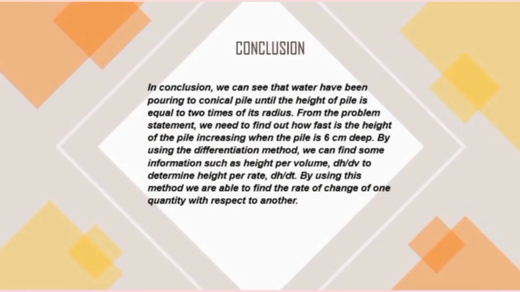In conclusion, we can see that water has been pouring into a conical pile until the height of the pile is equal to 2 times its radius. From the problem statement, we need to find out how fast the height of the pile is increasing when the pile is 6 cm deep. By using the differentiation method, we can find some information such as dh/dV to determine dh/dt. By using this method, we are able to find the rate of change of one quantity with respect to another.